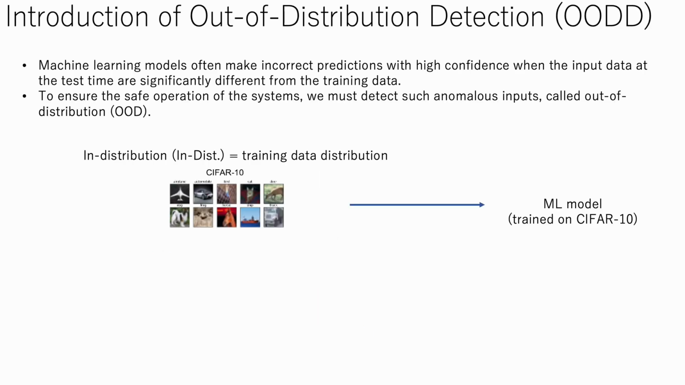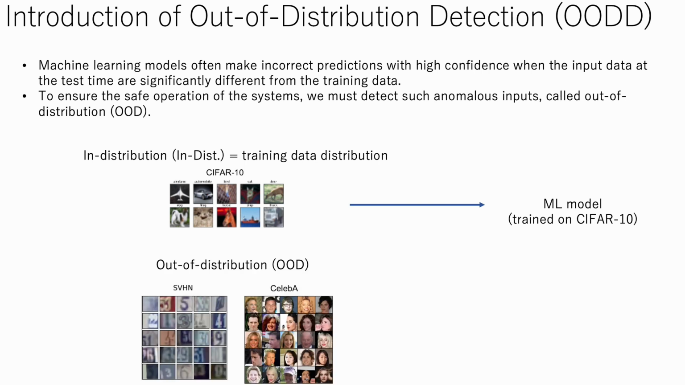Let me briefly explain the task of Out of Distribution Detection, or OOD. Here we suppose that the in-distribution data is CIFAR-10, and we have trained an ML model, say a classifier, using CIFAR-10 as the training data. In this situation, inputs such as SVHN and CelebA are OOD. Since we know that this model cannot make correct decisions on these OODs, we have to detect them. This is the task we address.